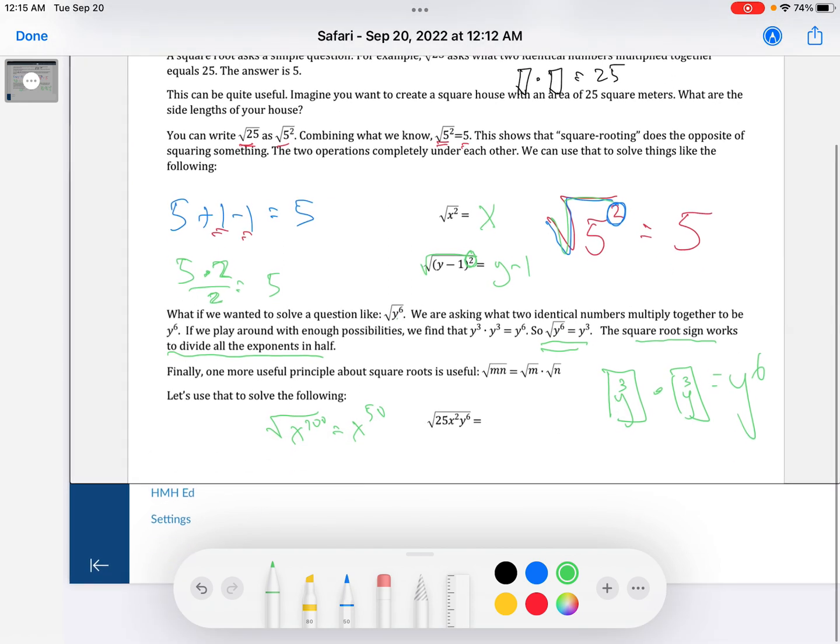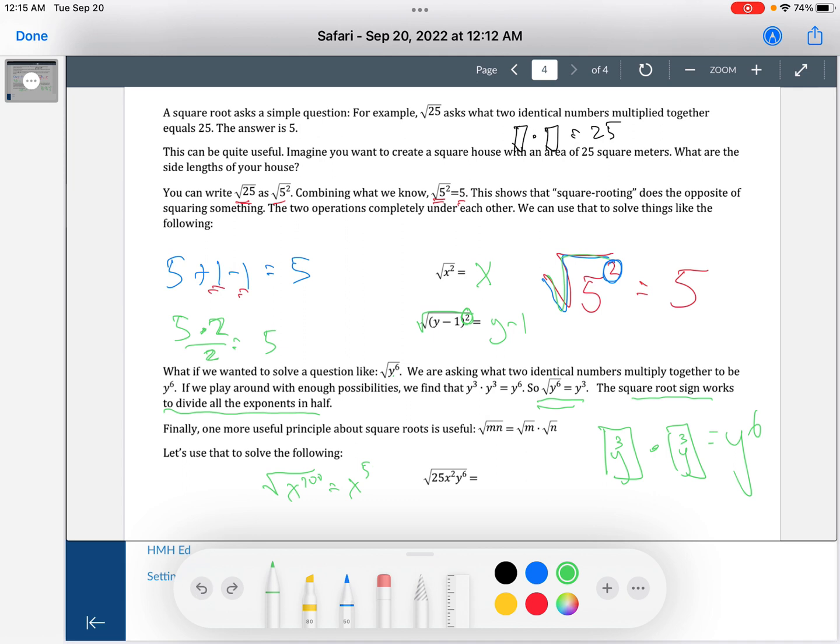All right, so one more cool principle about square roots is this. If I have something like the square root of 36x to the 100, I can break this apart and say the square root of 36, the square root of x to the 100, and then it's going to be 6x to the 50. So use that principle to solve this last one. Give you guys a few seconds to do that.